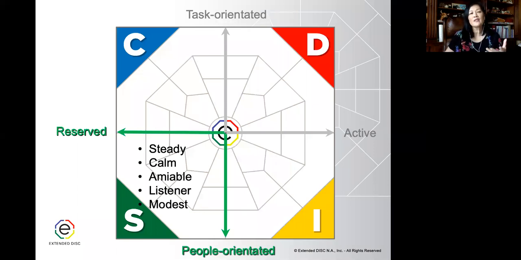But when it comes to reserved styles, we all have energy. So let's just put it out there. We all have energy, except your D's and I's tend to have their energies closer to the surface, where we can actually see that energy. Whereas your S's and C's, they have the energy, but it tends to sit below the surface.